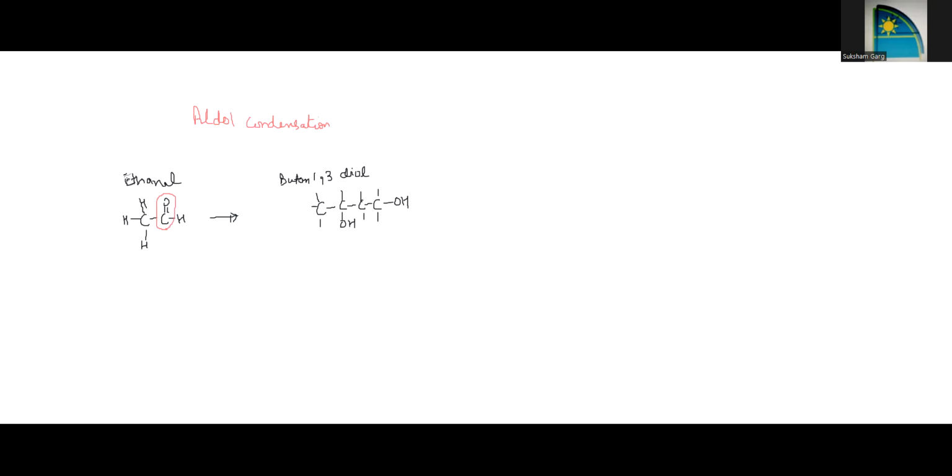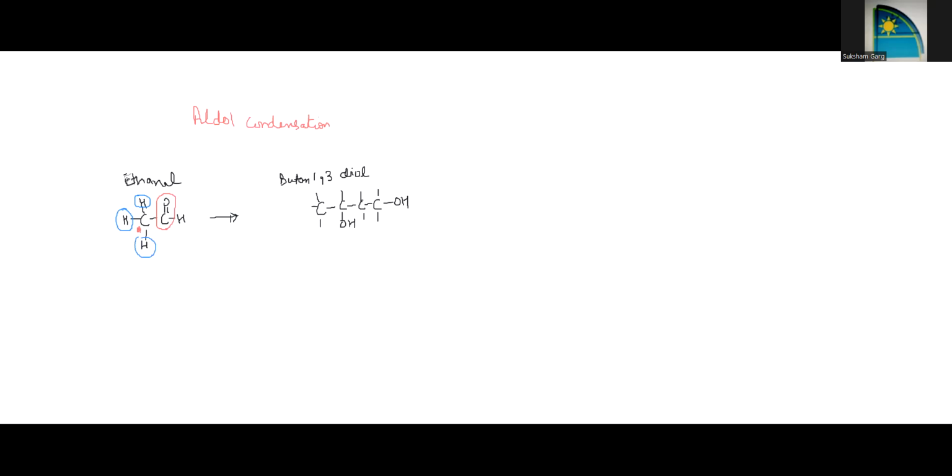Now, what is alpha hydrogen? Alpha hydrogen is whatever carbonyl group is, you mark, like I marked with red color. Then carbon next to it, this one is called alpha carbon. And as many hydrogens are there on this carbon, these are called alpha hydrogen.